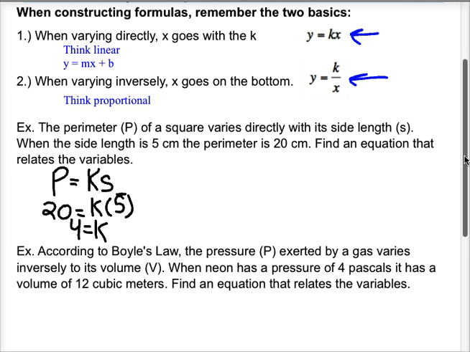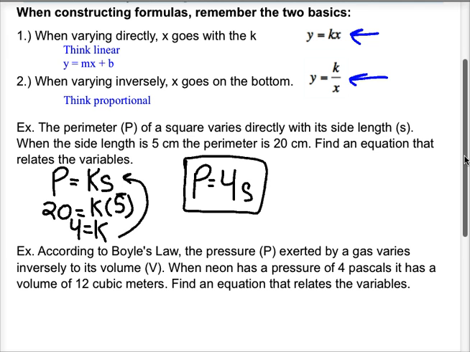All right? So now that I have that, remember that's not my equation. I found the constant of variation. The equation is when I go and I plug it back in. So my equation is P equals 4S. Which shouldn't surprise you. Isn't that kind of a geometric rule that you learned? The perimeter of a square is 4 times any side length because all the side lengths are the same.